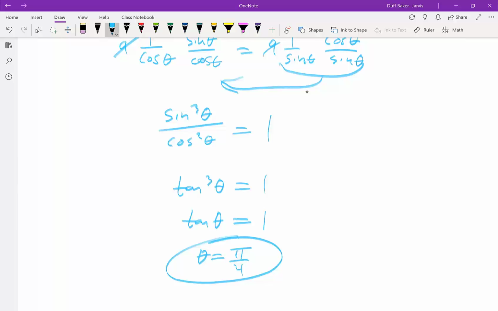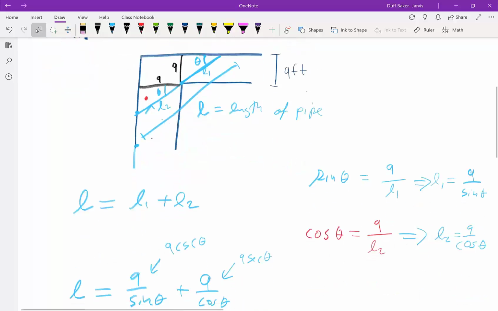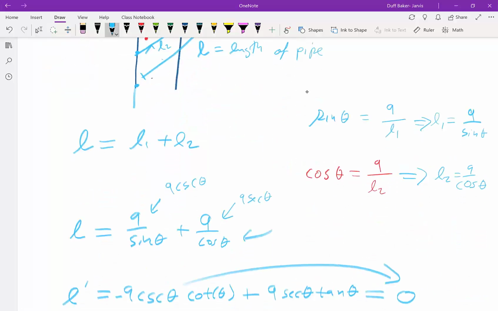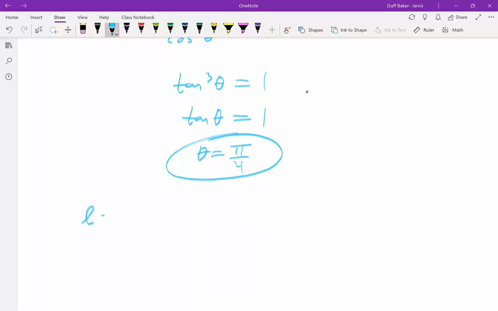Okay. And it turns out that that's the correct answer. And so what you would do is you'd go back and plug that in here. And I'll save you the work and just tell you that it works out to be 18 root 2, I believe, feet.